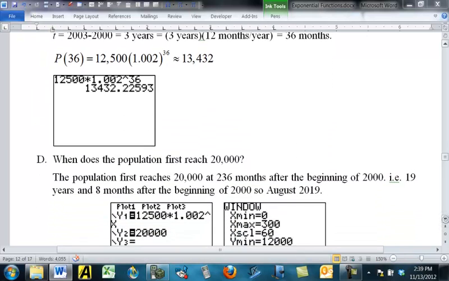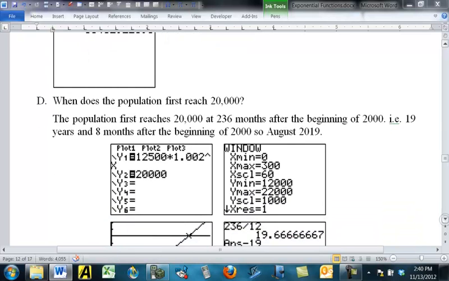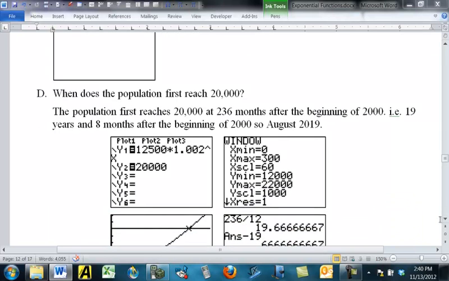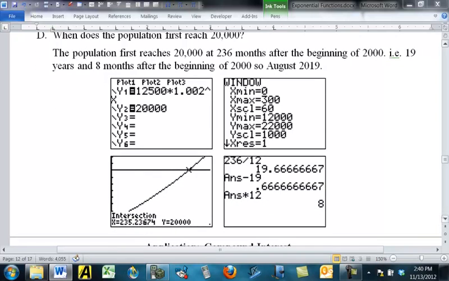When does it first reach 20,000? One way we can do that is with the calculator. Graph the original function along with y equals 20,000, find an appropriate window and see where they cross, find that intersection by calc intersect, and we get 235.23 whatever. So that's the 236th month. So it's 236 months after 2000. Well, we might want a year to go with that. If you divide by 12, that's 19.6 repeating. Take away the 19 and then take the 0.6 repeating times 12, we get 8 months plus 19 years. So it's 19 years and 8 months.